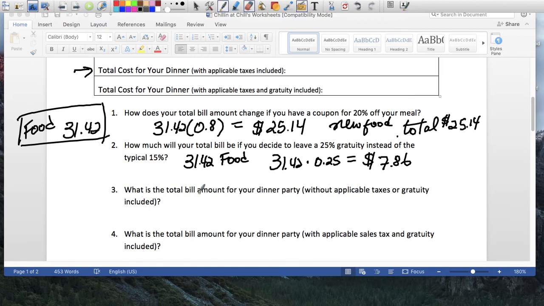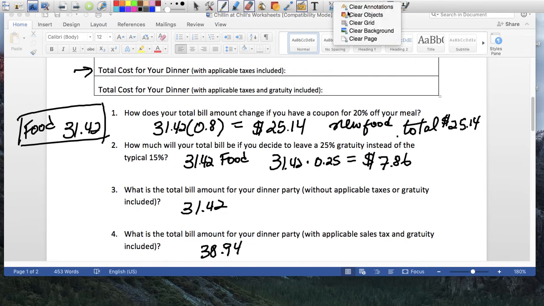What is the total bill amount for your dinner party without applicable taxes or gratuity? That was the value on top that we did without taxes and gratuity, $31.42. What is the total bill for your dinner party with taxes and gratuity? And that was the second value here, which was $38.94. And I don't understand 3 and 4. But we'll move on. Okay, so let's go to the next page.